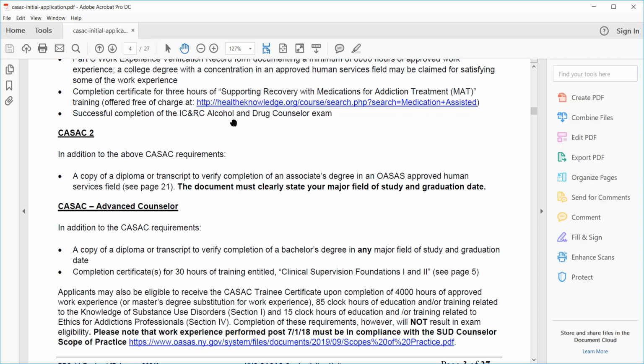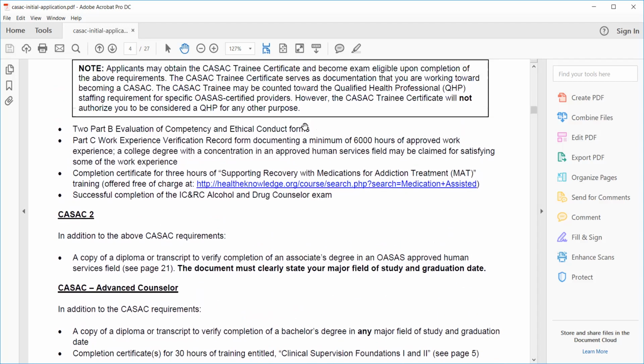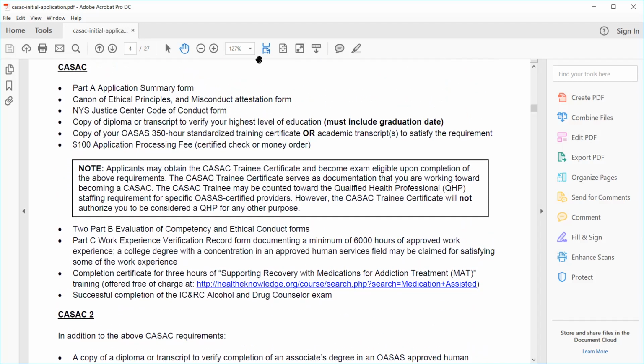And you need to take this IC&RC alcohol and drug counselor exam. We sometimes call it the CASAC exam, but again, this is a national exam that all substance abuse counselors need to take. So if we back up a little bit, this is what we're going over today, these top bullets. That will get you to the CASAC-T, and that's what we want.